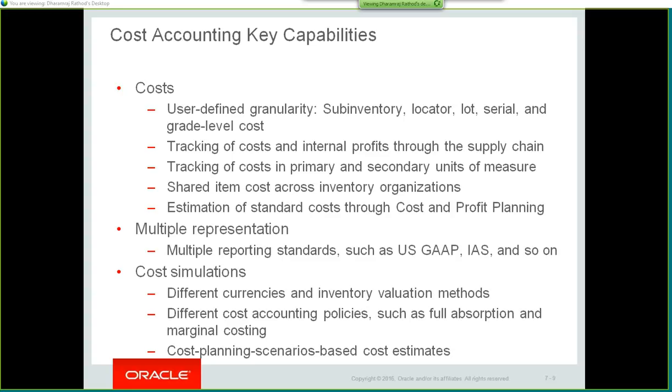So keep this in mind that we offer you multiple representations of the same cost, and it could be in terms of currency, it could be in terms of the costing method, and you can use it for internal reporting purposes if you choose to.